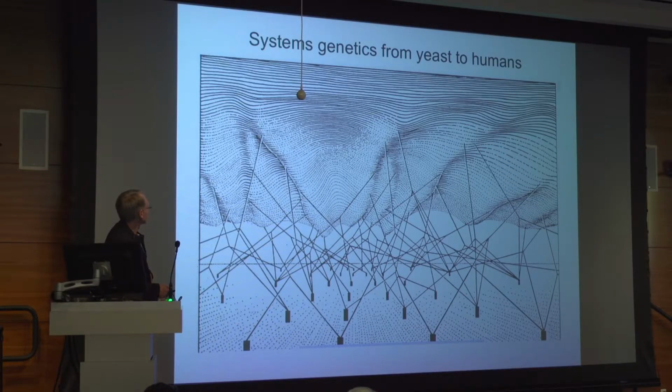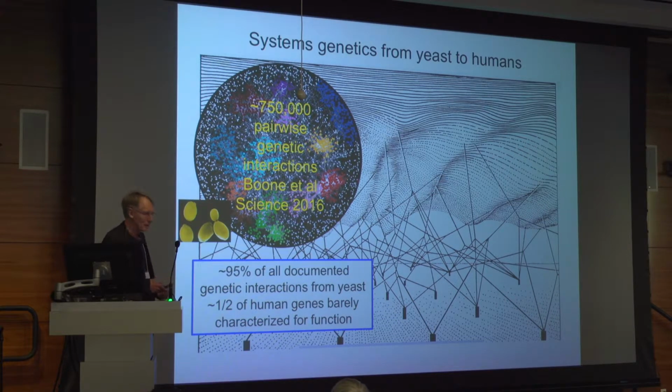Okay, so systems genetics from yeast to humans, and there's a couple of surprising points I'll make here. Within Waddington's landscape, most of what we know has come from one eukaryotic organism. In current databases, the interactions between genes, represented as synthetic lethality or synthetic suppression or synthetic rescue, 95% of those interactions come from yeast.